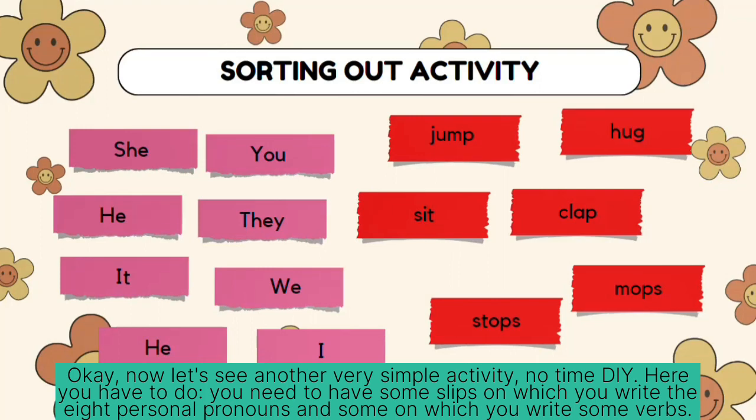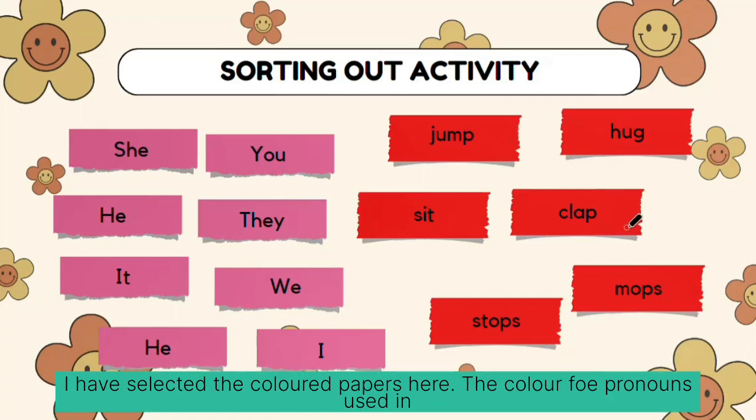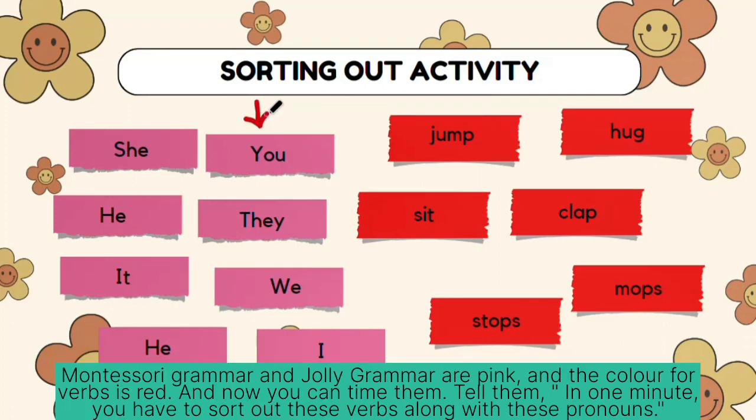Here what you have to do, you need to have some slips on which you write the 8 personal pronouns and some slips on which you write some verbs. I have selected the colored papers here because the color for pronouns that we use in grammar, Montessori grammar or Jolly grammar, is pink, and the color for verbs is red.